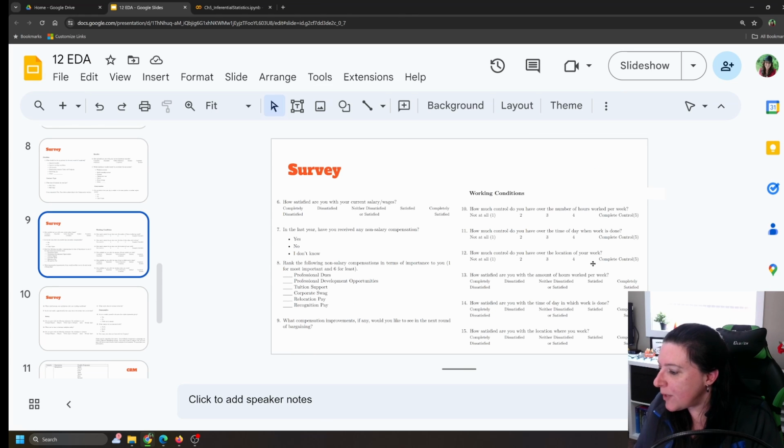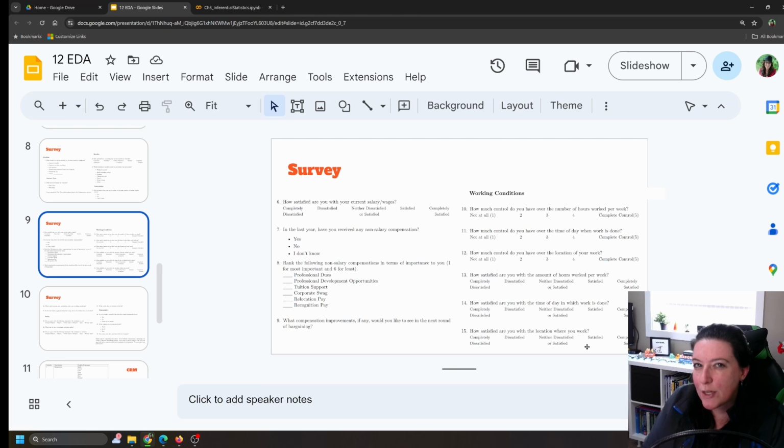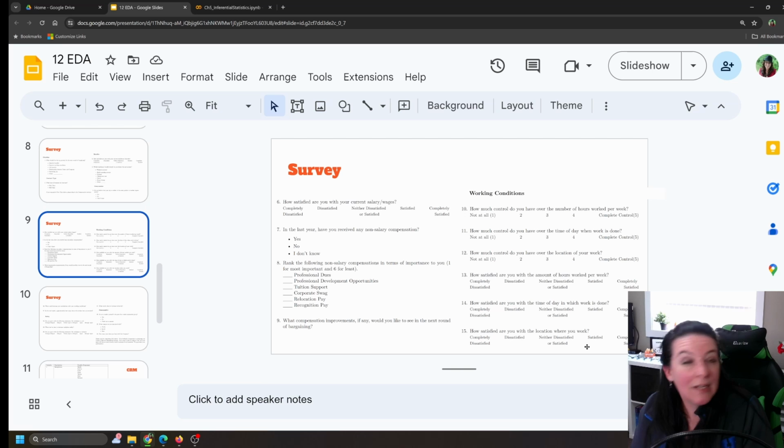Question 12: how much control do you have over the location of your work? And question 15 is: how satisfied are you with the location where you work? Recall that there are 3 locations, north, south, and east. We want to know if there's a relationship between whether people have control over where they work and how satisfied they are with where they work. Maybe it's a control issue, that level of satisfaction. Maybe it's not. Let's take a look.